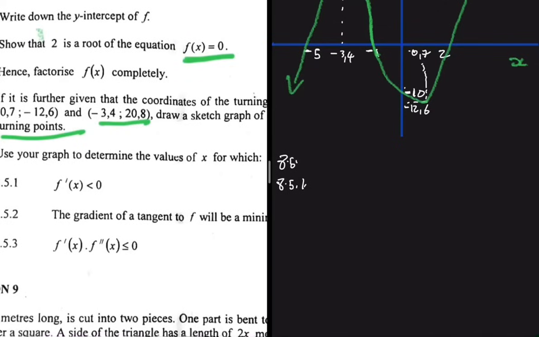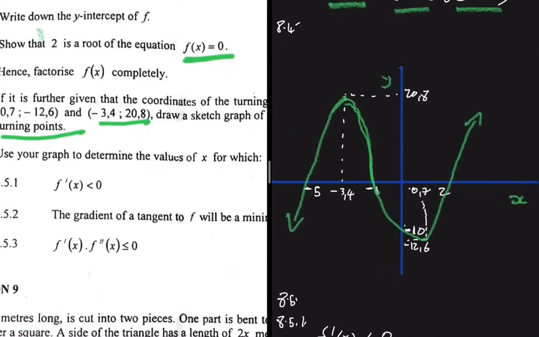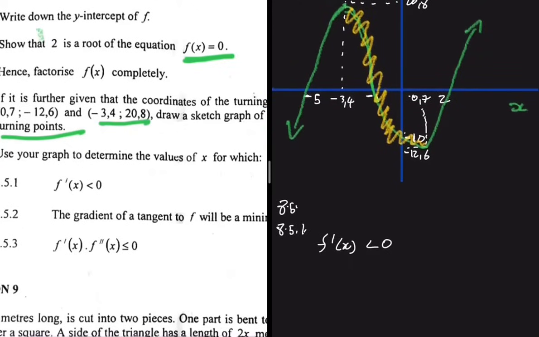8.5.1. Let's determine the values of x for which f prime of x is less than 0. So what is f prime of x? F prime of x is the gradient of our function. So we need to find the values for which our gradient is negative. The gradient is negative when our graph is sloping down. We can see that it is sloping down in between our turning points. Right here, let me just use a different color. Right here, this is where our graph is sloping down. So f prime of x is less than 0 in that interval. So when x is between what?